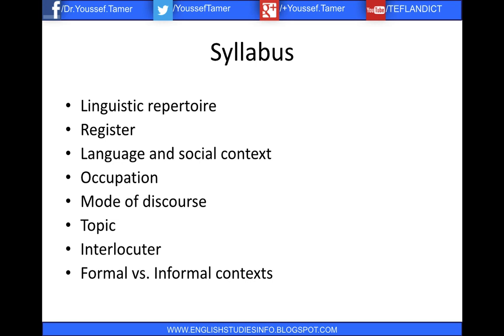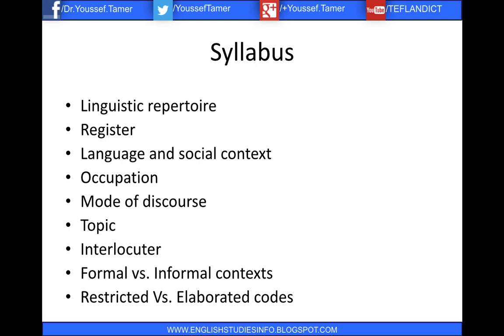Another variable, which is also related to the previous one we have seen, language and social context, is formal versus informal context. Like the context of a classroom, the context of a cafe, or the context of a football field when you are playing football with your friends. The language can be different depending on the formality of the context. If you are in a formal context, your language will be different from when you are in an informal context.